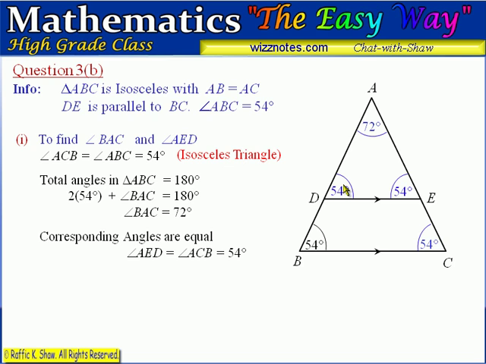And so that ends part 1. We have calculated angle BAC, that's 72 degrees, and we have calculated angle AED, that's 54 degrees right here. And that's the answer for part 1.